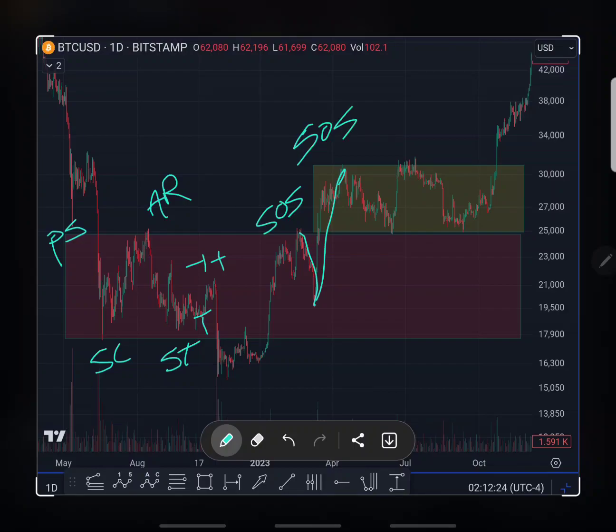Now, in this yellow box, I had a lot of people asking me if that was distribution. I saw a lot of people posting Wyckoff schematics saying this looks just like distribution. This is textbook. And I said I don't think it is, because you have no volume.